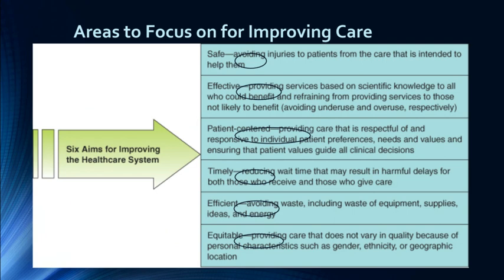This figure lists areas to focus on based on the study findings of Crossing the Quality Chasm, A New Health System for the 21st Century. They identified 6 aims for improving the healthcare system. These include safe, effective, client-centered, timely, efficient, and equitable.